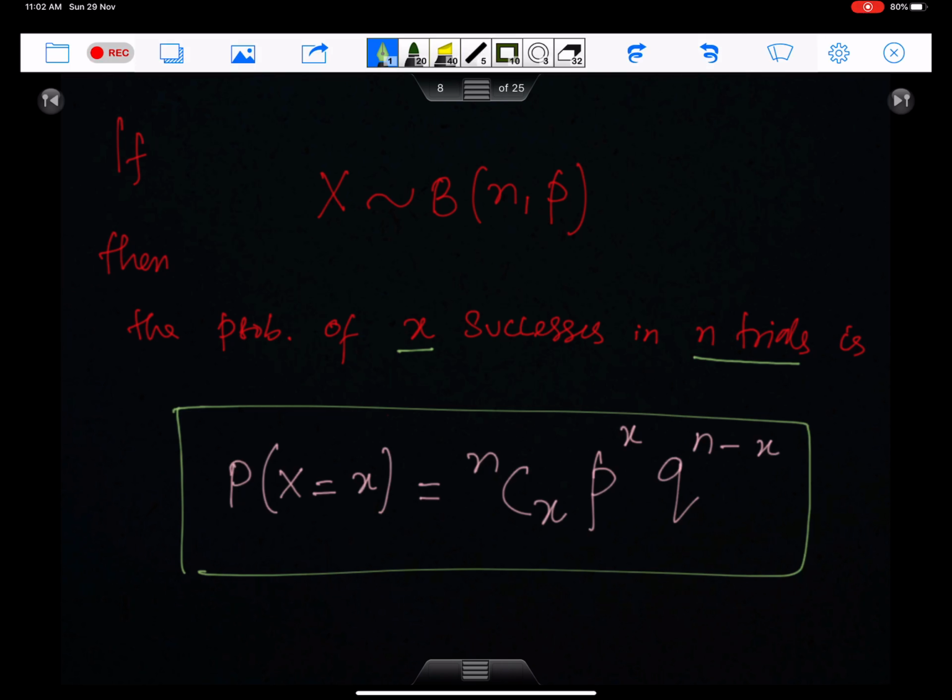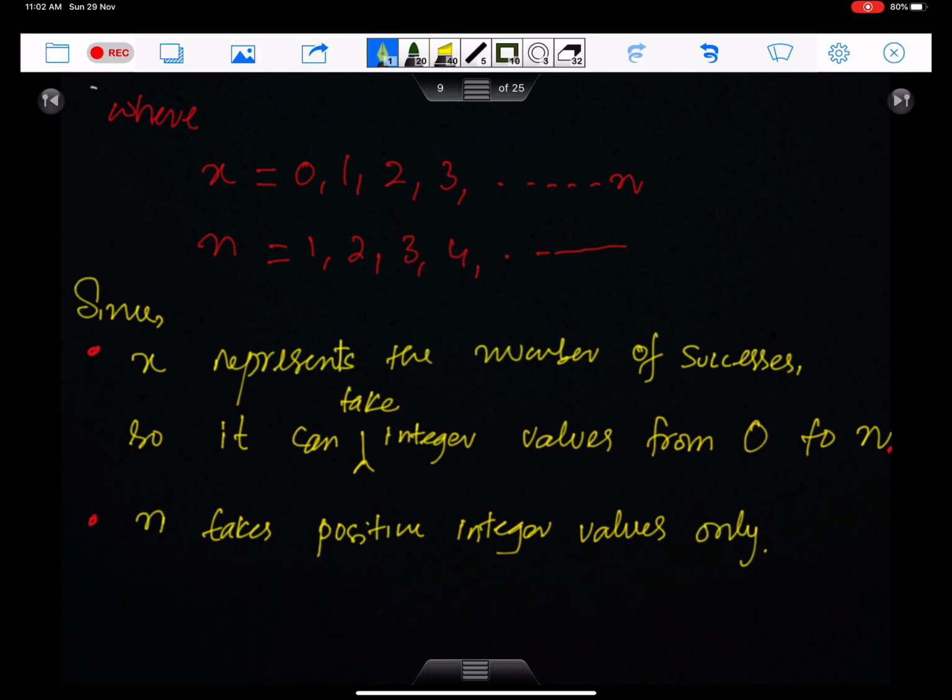So we use this formula to find the probabilities of the requirement in a binomial distribution, where x starts from 0. X in fact is a whole number, 0 to n. Since x represents the number of successes, it can take integer values from 0 to n, and n is a positive integer. So n takes positive integer values only. The values of n start from 1.